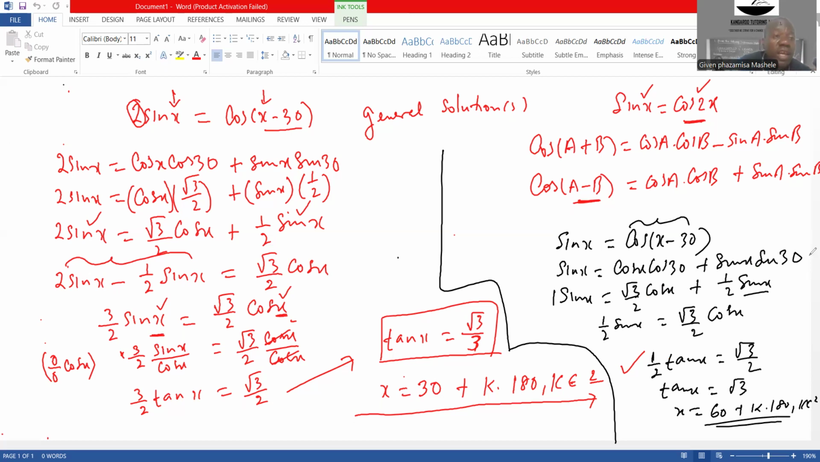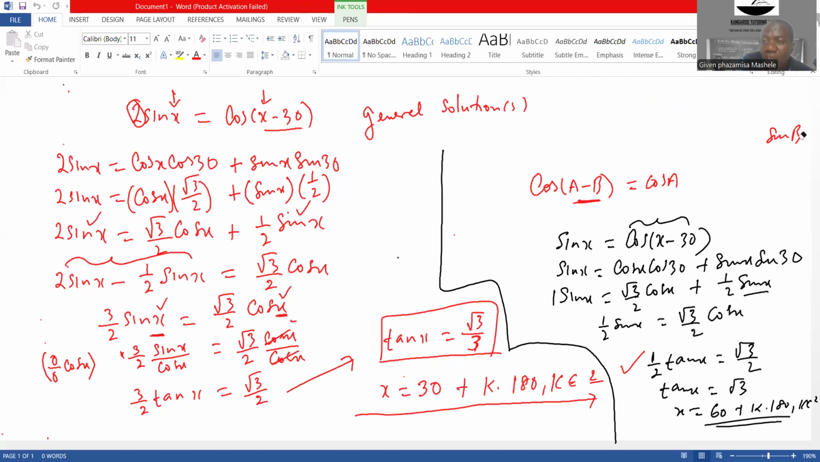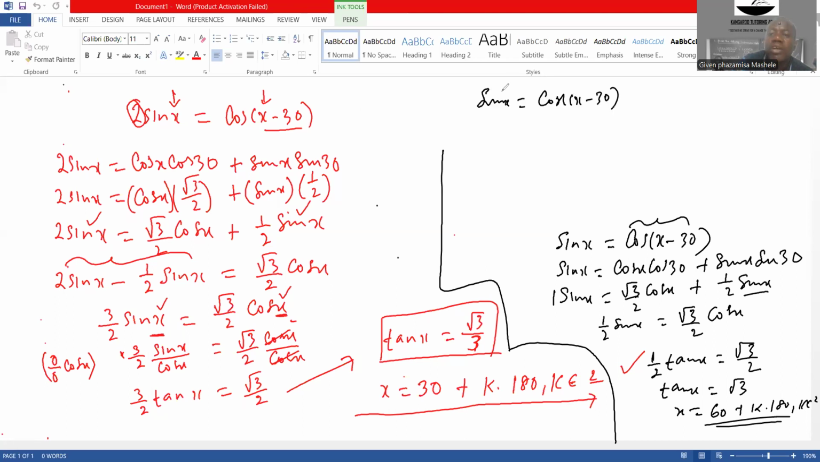But even in that case, you have seen that I've used the compound angle. But there are some instances where you find that the compound angle fails, and you have to use the cofunction. Remember, practice makes perfect. We had sine x equals cos of x minus 30. So what we can do is change either sine into cos or cos into sine. So here, let's change sine into cos.